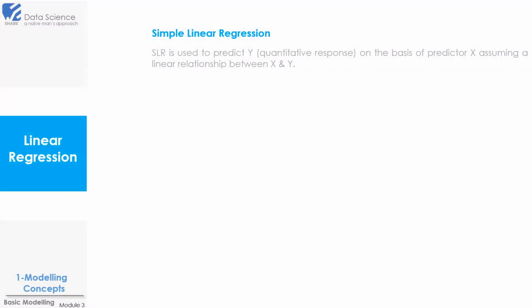Now, simple linear regression is used to predict y, that is the quantitative response, on the basis of predictor x, assuming a linear relationship between x and y. So mathematically, it is given by y equals beta naught plus beta 1 into x plus epsilon. Now, beta naught is an intercept, beta 1 is the coefficient, and epsilon is the error here.